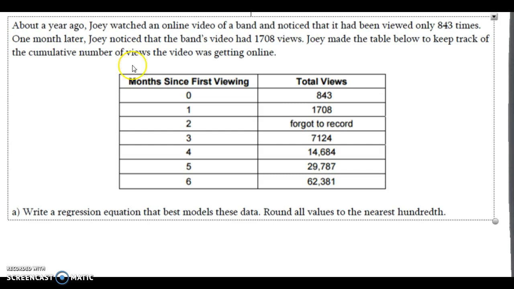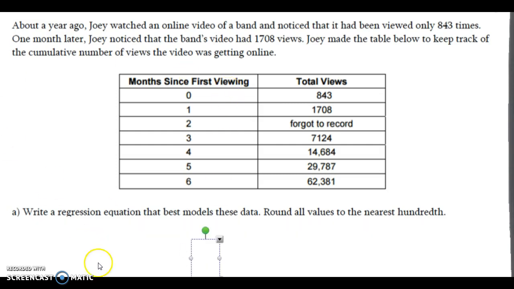Alright, this next example was actually taken from a Regents exam, so it's a pretty fair estimate of what you're likely to see. It says that Joey watched an online video of a band. He saw it had 843 views, and then he saw it a month later, and it had many more views. As the months went on, it looks like the views also got larger and larger. So it's asking us to write a regression equation that best models these data.